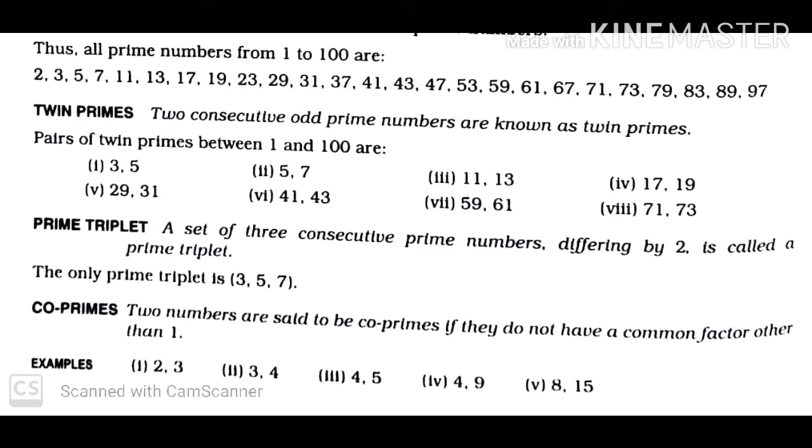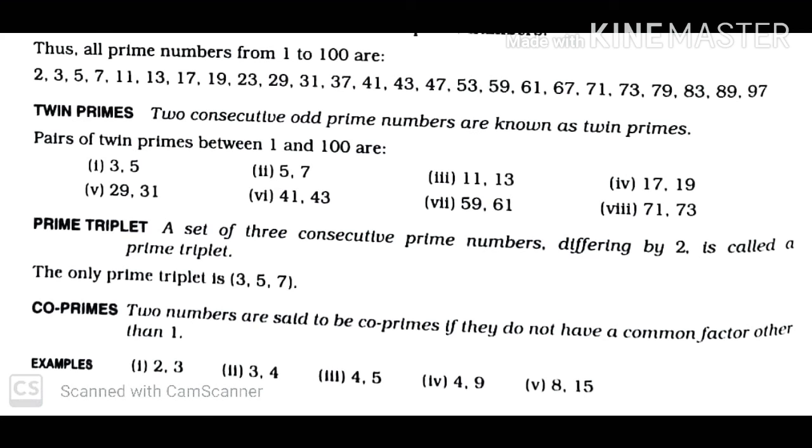Come to the next topic, twin primes. What are twin primes? Two consecutive odd prime numbers are called twin primes. They have only one composite number between them. For example, 3 and 5 are both prime numbers, and there is a 4, which is a composite number, in between them. What are prime triplets? A set of 3 consecutive prime numbers differing by 2 is called a prime triplet. We have only one prime triplet, that is 3, 5 and 7.